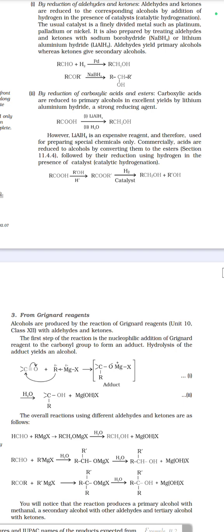Commercially, acids are reduced to alcohol by converting them to the esters, followed by their reduction using hydrogen in presence of catalyst. RCOOH gives RCOOR in presence of ROH and H+, which gives RCH2OH plus ROH in presence of H2 catalyst.